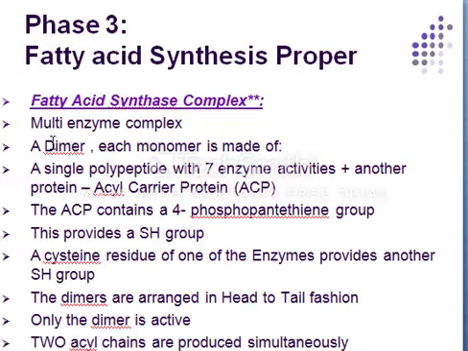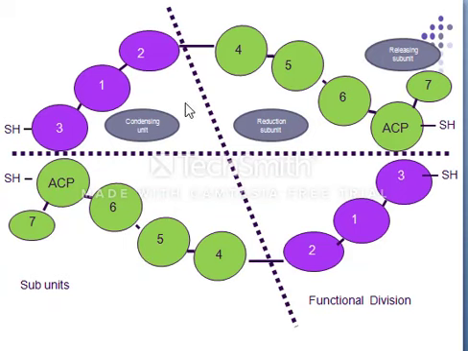Phase 3, the fatty acid synthesis proper, which is done by fatty acid synthase, the major enzyme for fatty acid synthesis, which contains 7 different enzymes. So let us try to understand this fatty acid synthase complex with the diagrammatic representation here. The two subunits lie in anti-parallel head to tail orientation. The SH group of phosphopantetheine of one subunit, which is attached to the ACP, is in close proximity to the SH of the cysteine residue of the enzyme ketoacyl synthase of the other subunit.